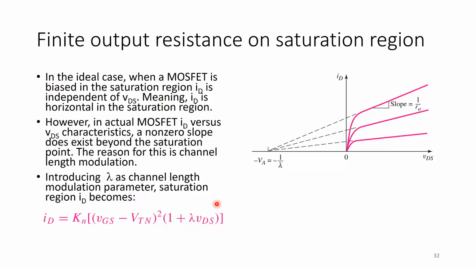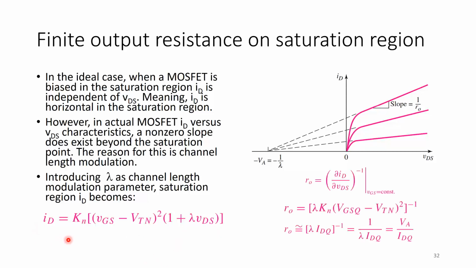Now if you look at the equation for the drain current in the saturation region, this is the saturation equation and this is the extension that is added. There is a term VDS, which means that it is affected by VDS, even though not as significantly as in the triode region. So we have factored that into our drain current equation in the saturation region.